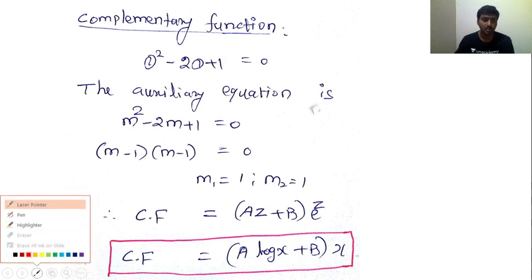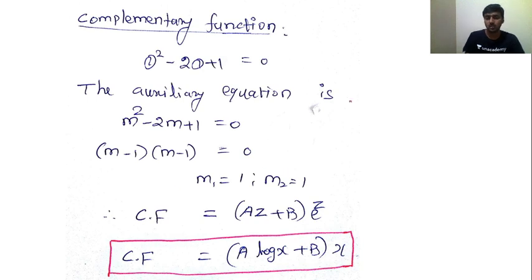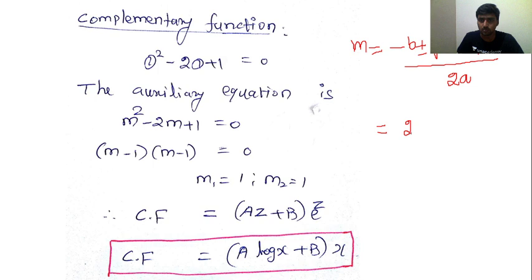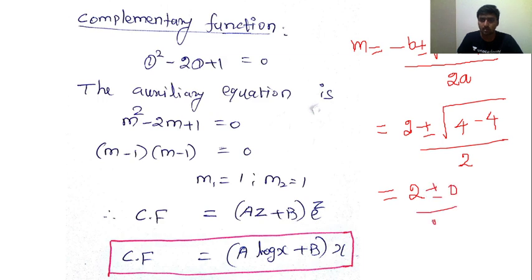We can also use the actual formula: m is equal to minus b plus or minus root of b square minus 4ac, divided by 2a. So this is the condition. Now minus b is minus of minus 2, which is plus 2, divided by root of 4 minus 4ac; 4ac is again 4, divided by 2. Now 2 plus or minus 0 divided by 2. It is equal to 1 plus 0, and the second one 1 minus 0. So there are m1 and m2, and m1 and m2 are equal to 1.